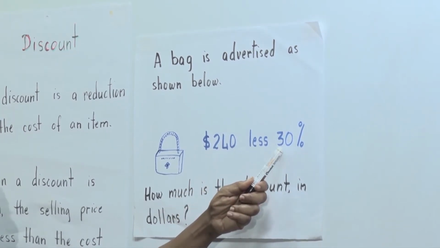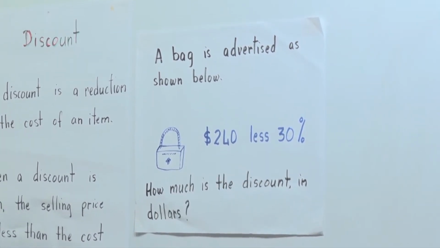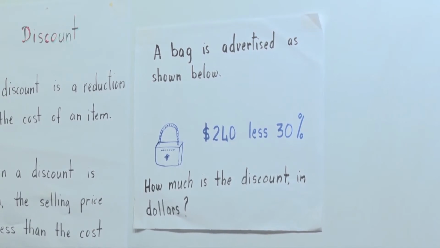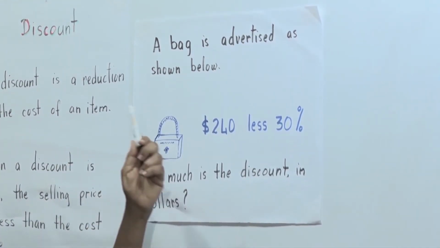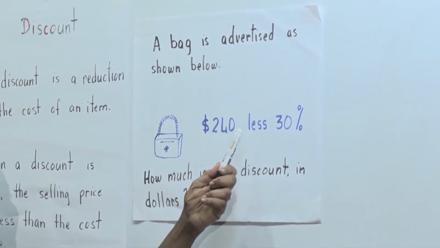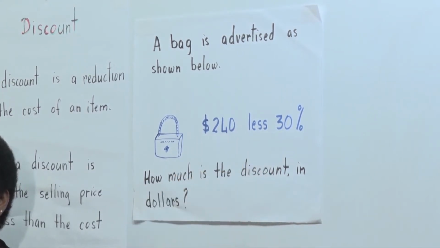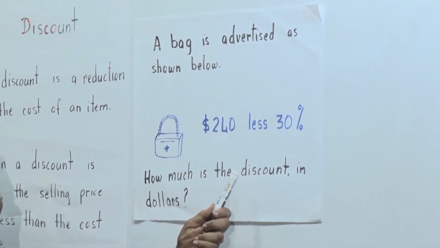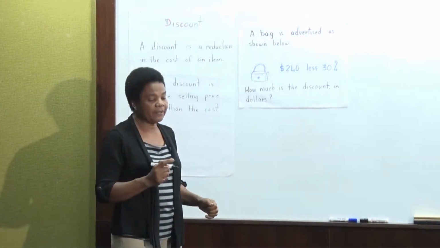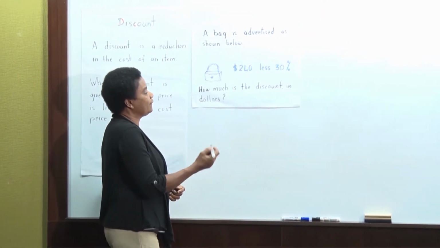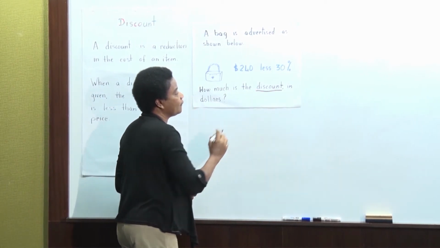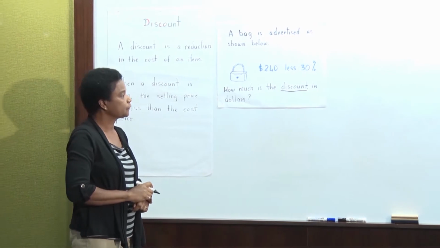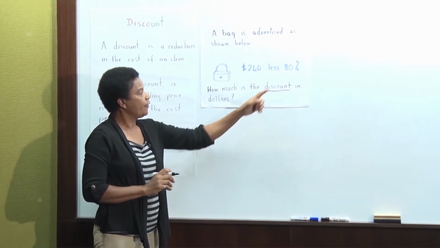$240 less 30%. How much is the discount in dollars? A bag is advertised at $240 less 30%. How much is the discount? Now I want you to be very careful. The question is not asking for the cost of the bag. The question is asking for the discount. How much is the discount?